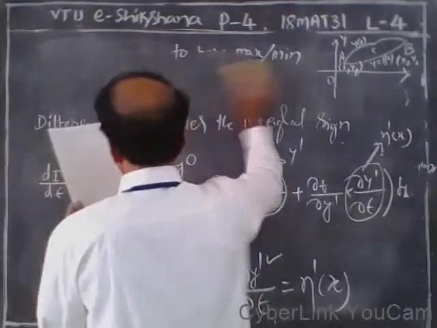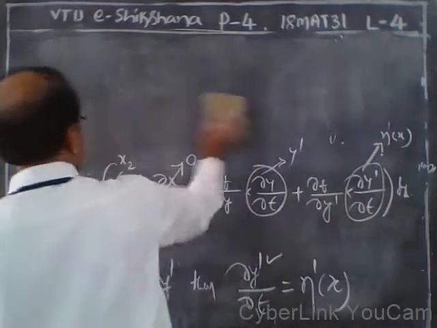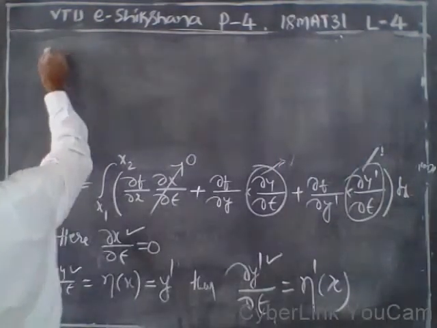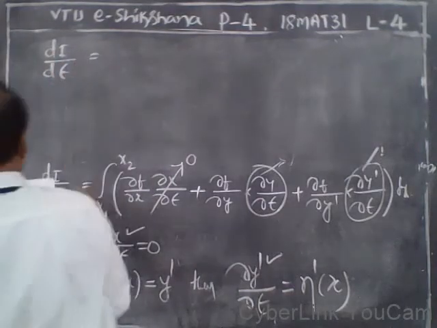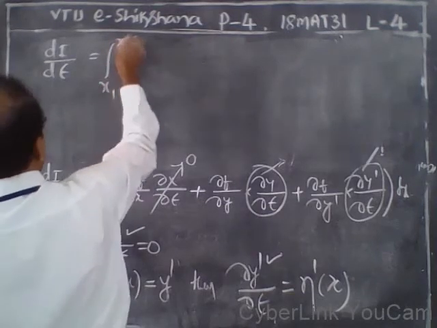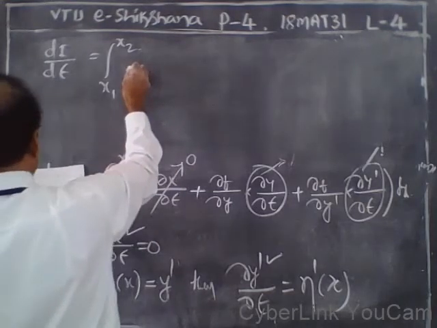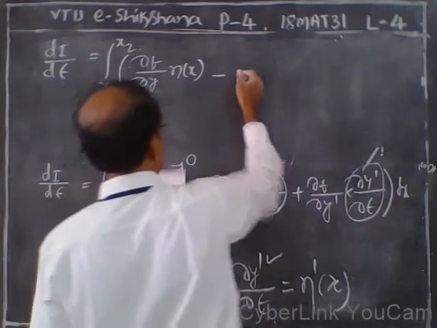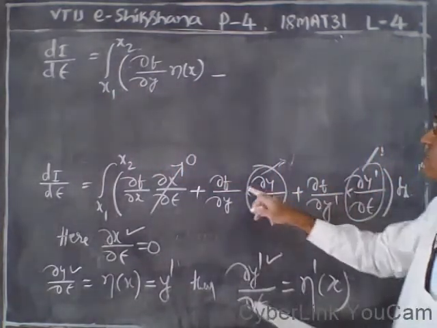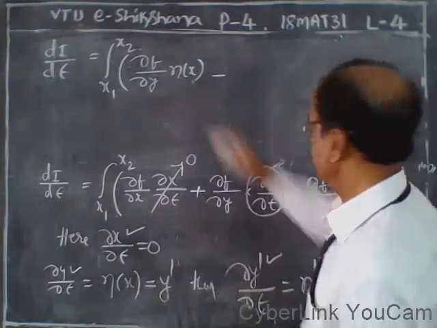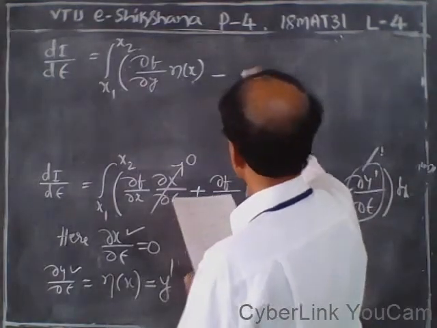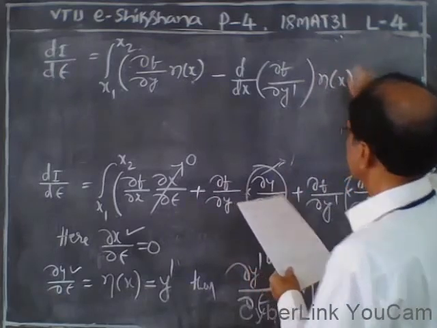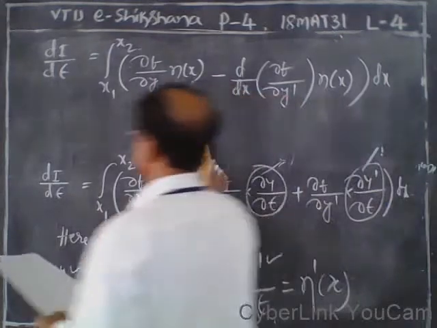In the next step, we consider these substitutions in the integral, and then according to the maxima-minima procedure, it is to be equated to 0. How we take that: dI divided by d epsilon is equal to, under the integral sign x1 to x2, this term totally becomes 0, and the next term will be del f by del y into eta of x, minus, this is del y by del epsilon, it is eta of x we have written, and this part of del f by del y dash can be taken as d by dx of del f by del y dash times eta of x, and the whole thing with respect to x.